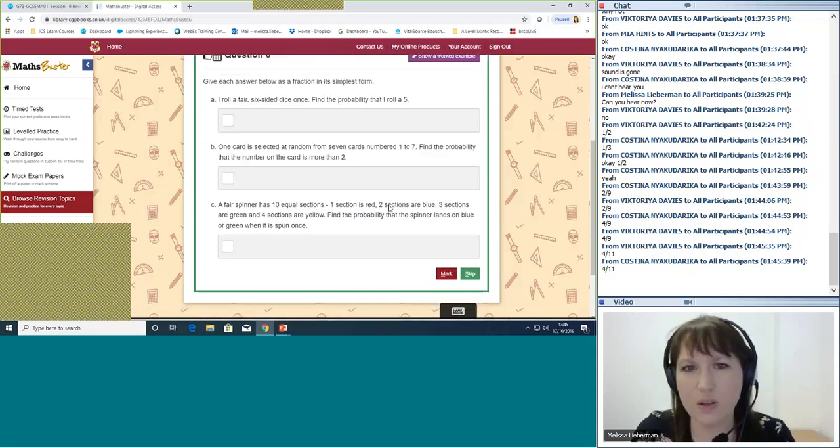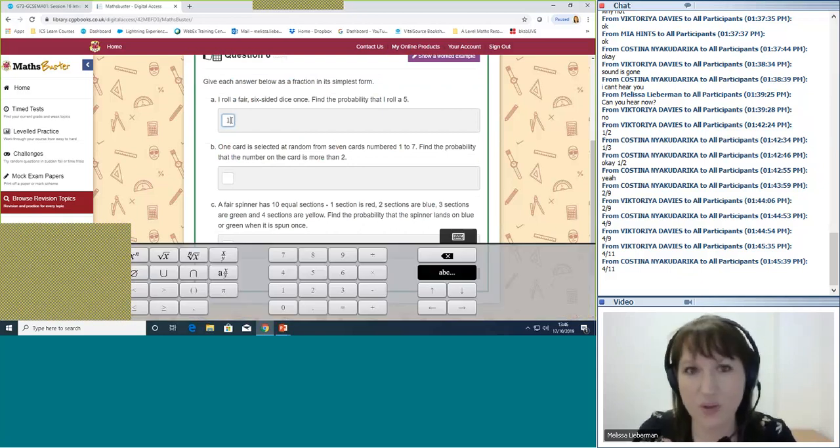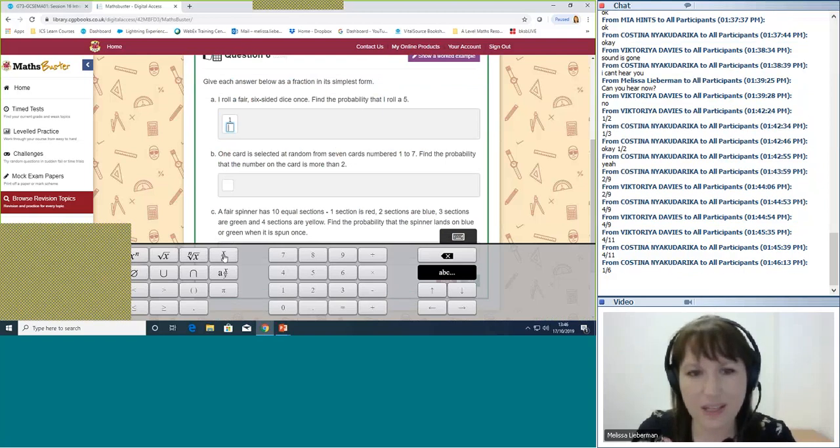So, we've got a fair 6-sided dice. Find the probability that you get a 5. Quite easy. So 6 numbers on a dice, only one of them is a 5. So that's going to be 1 out of 6. So 1 over 6. So one 5 out of 6 numbers altogether. Let's get all of these right, I think.